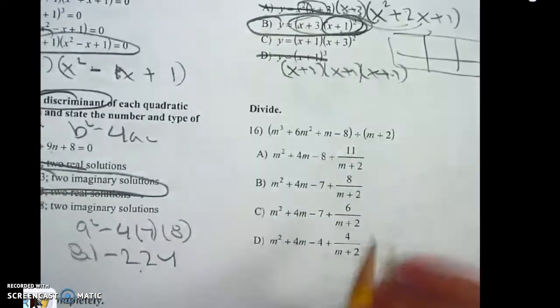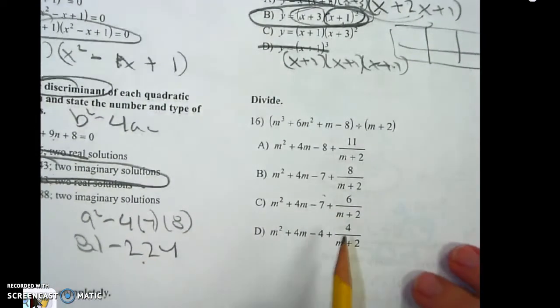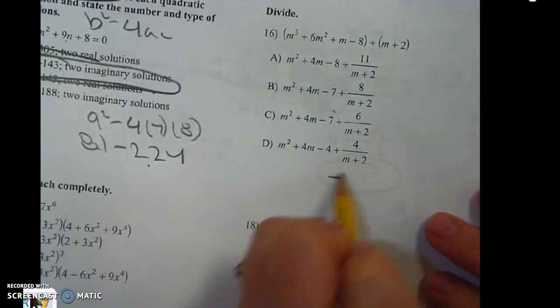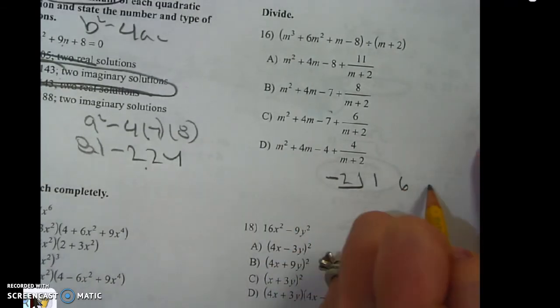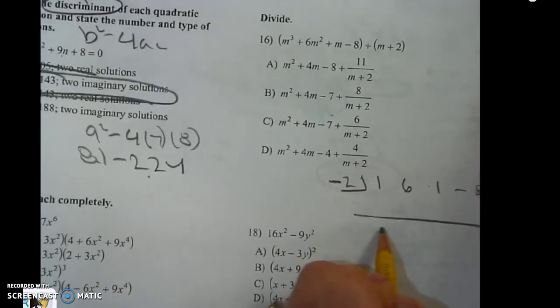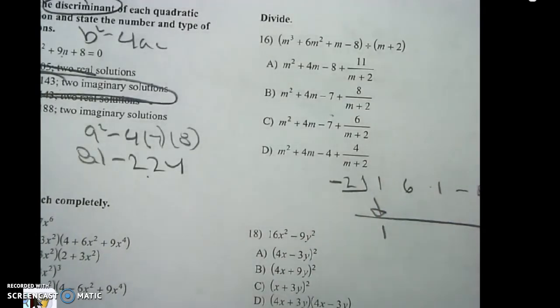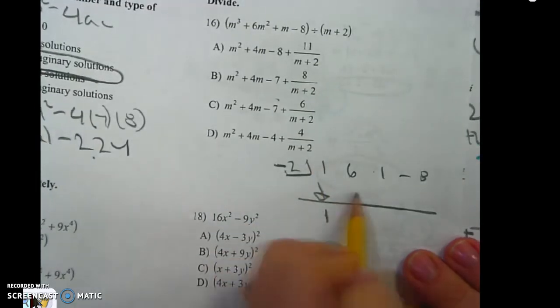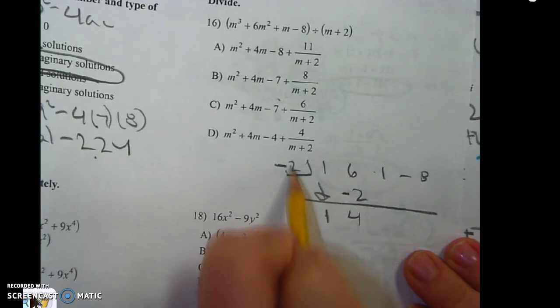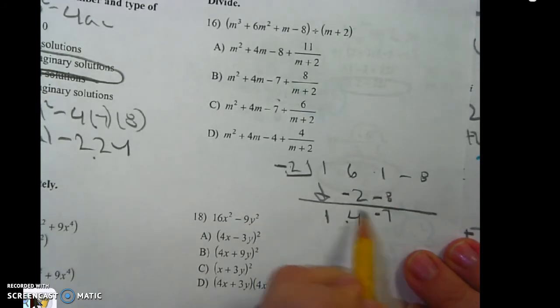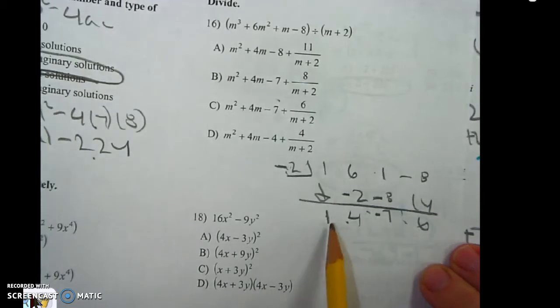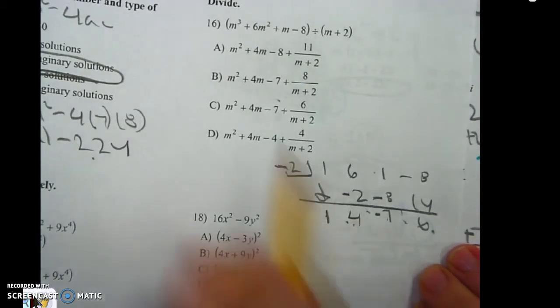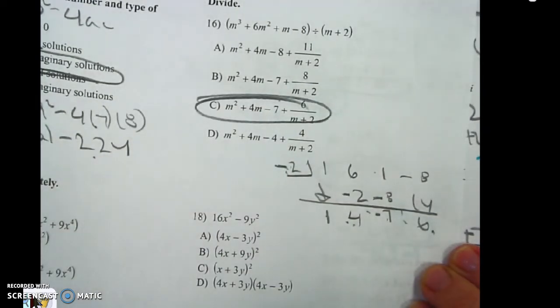All right, so I have a choice here. I can use long division or synthetic division. I feel safer in the synthetic division world. It takes up less space, and it goes a lot quicker for me. But if you'd like to use long division, you'll get the same answer. Bring it down, multiply, add. Multiply, add. Multiply, add. So I'm looking for a 1, a 4, a -7, and a 6. Boom. That's C.